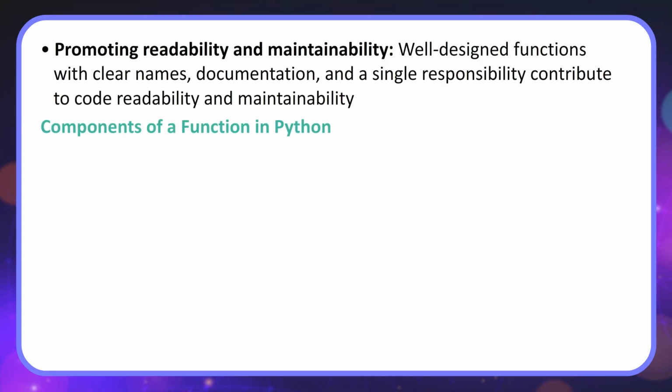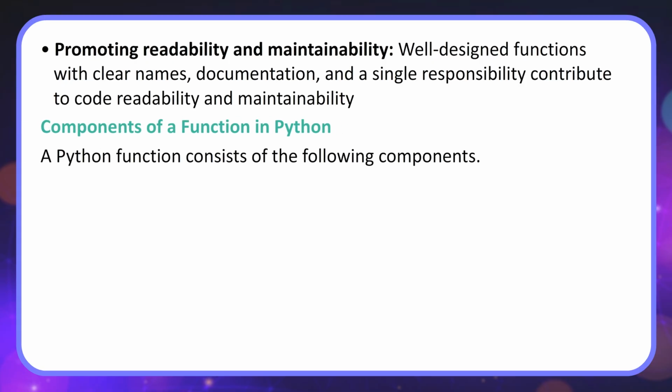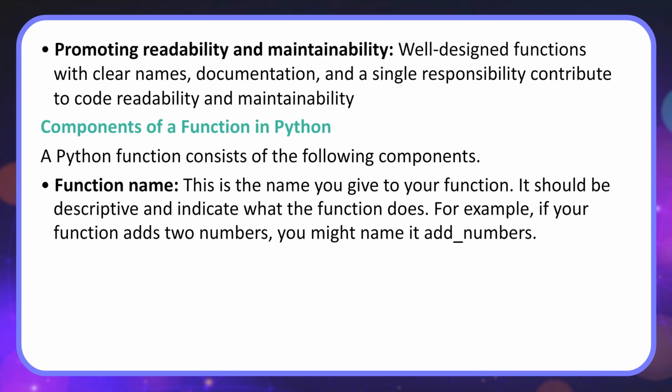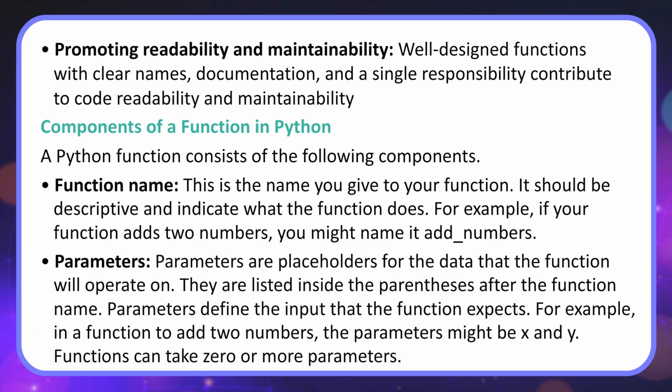Components of a function in Python. A Python function consists of the following components. Function name. This is the name you give to your function. It should be descriptive and indicate what the function does. For example, if your function adds two numbers, you might name it add_numbers.